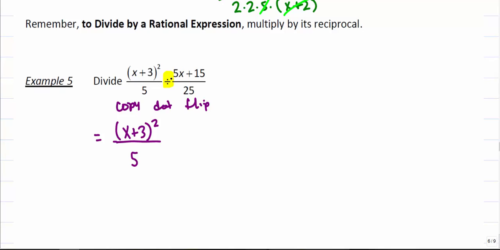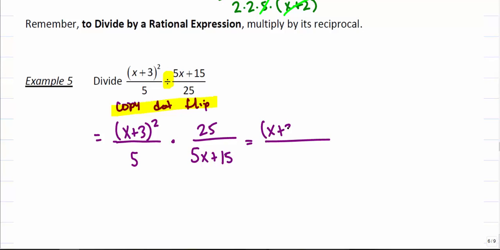Because what am I looking at here? Division. So I'm going to copy, dot, flip. And now, after I do that, now I can think about what I'm going to factor or break down. So just to remember, this is x plus 3 times x plus 3 over 5. 25 can be broken into 5 times 5. And in the denominator, 5x plus 15, I can factor out 5, leaving me with x plus 3.